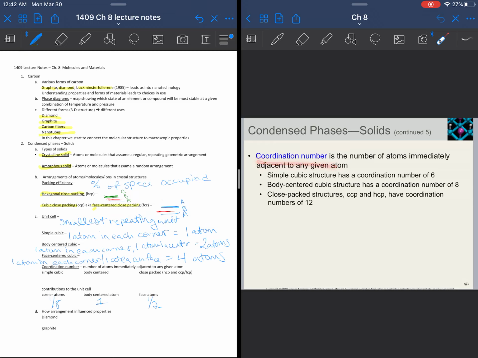Something that is important to finish up with here is coordination number. The number of atoms that are immediately adjacent to any atom in a crystal is important because that is going to give you information about how many attractive forces are at play when you look at each individual atom in the structure. All right, simple cubic has a coordination number of 6. So each atom in a simple cubic unit cell structure is going to be adjacent to 6 other atoms.